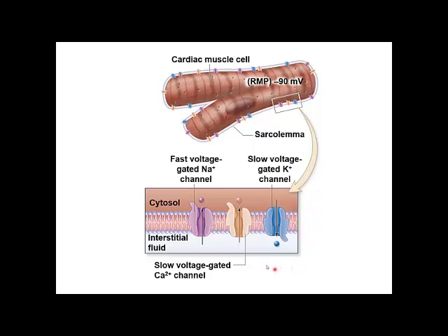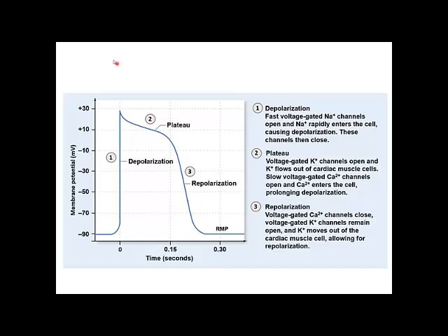We're actually going to add a third channel here. This is going to be a slow voltage-gated calcium channel. This is going to affect our action potential in a very significant way. This graph is for our cardiac action potential, and you can see it is going to be different from our skeletal muscle action potential. The first thing, however, is the same.